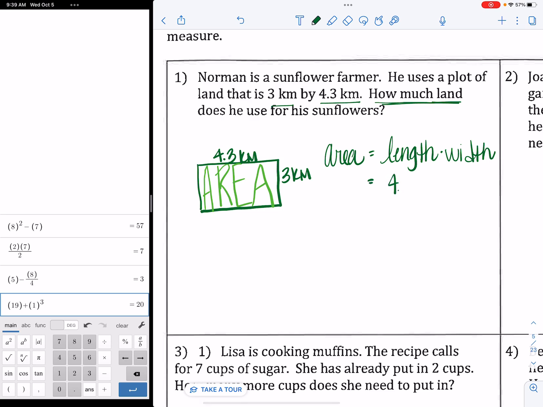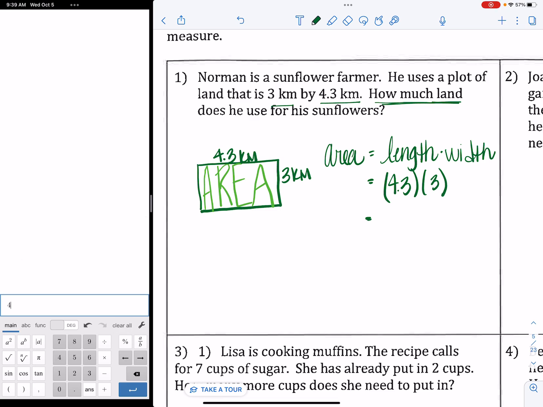So we need to multiply 4.3 times 3. Not 43, 4.3. So Norman has 12.9 square kilometers of land dedicated to his sunflowers.